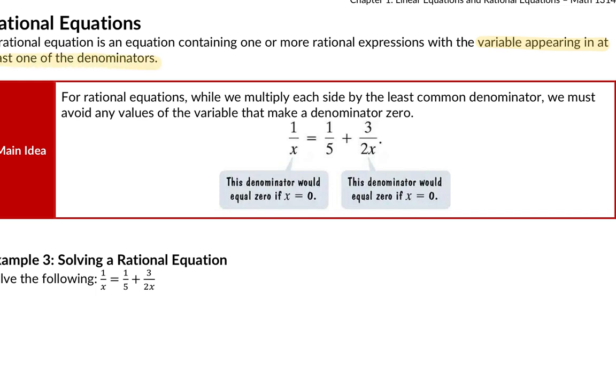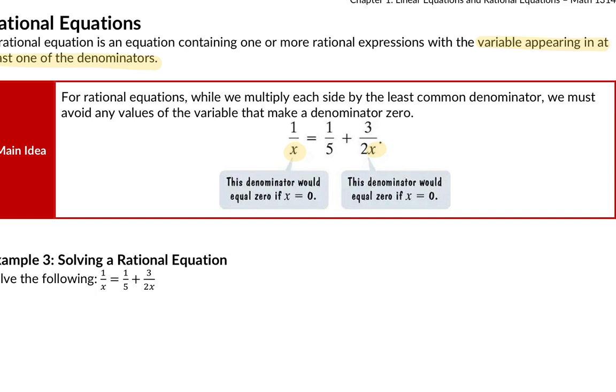The variable appears in at least one of the denominators. The moment there is an x in the denominator, we're working with rationals, which means we have a bit of additional rules going on. Because you cannot divide by 0, we have to make sure that we're looking at these two terms here to see what would make those denominators equal to 0. And we're going to add that restriction to our answer, meaning we're going to take some numbers out of the real number line and say it can't be that one and it can't be that one.